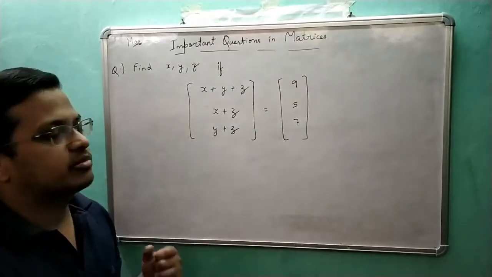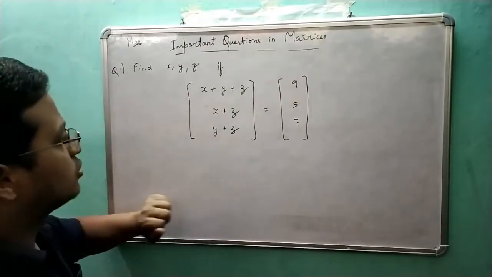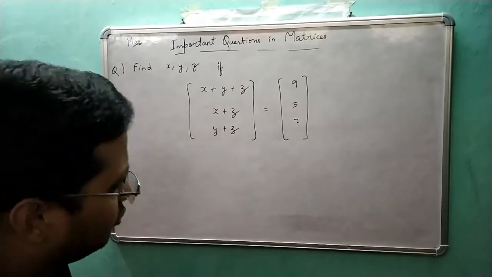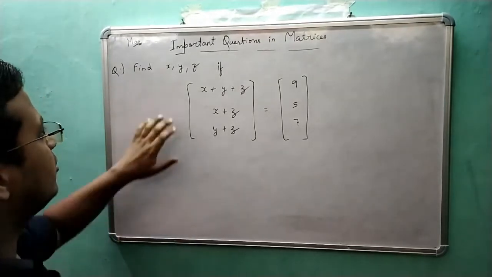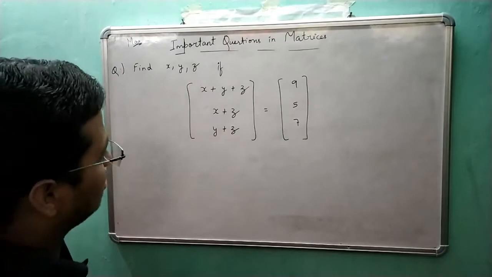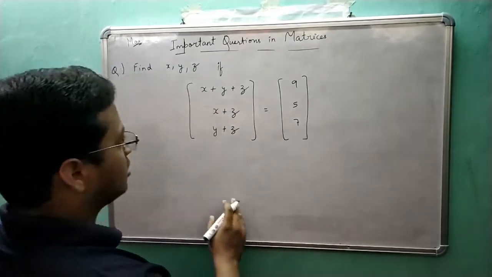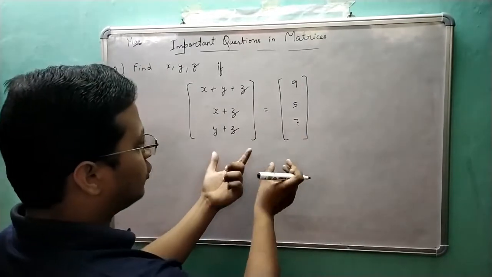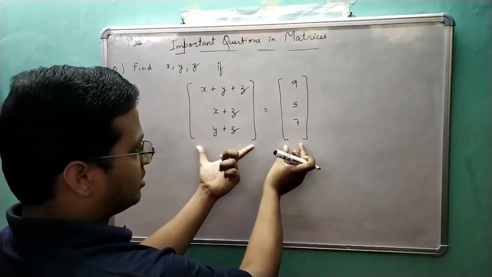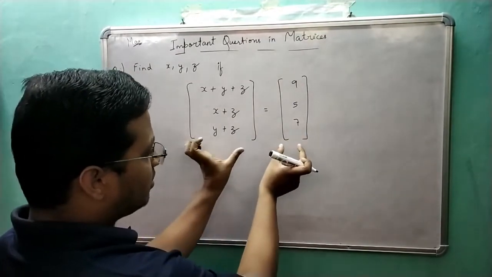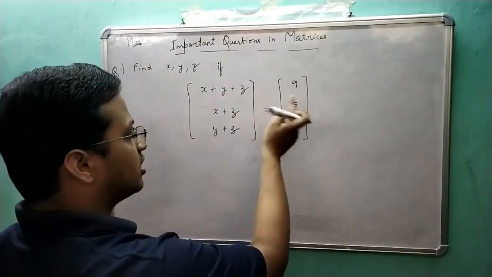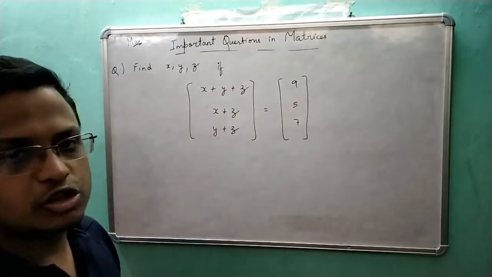Now let us solve some important questions. You might find this question in the NCERT book. Here we have to find the value of x, y, z. You will get some questions like this in 1 and 2 mark questions. What we have to do is use equality of matrices. Since both the matrices are the same, their corresponding elements are also the same.